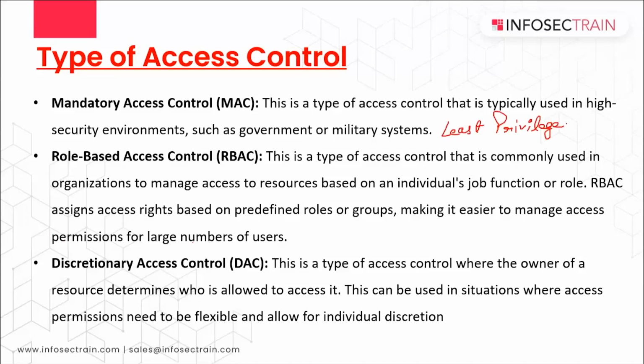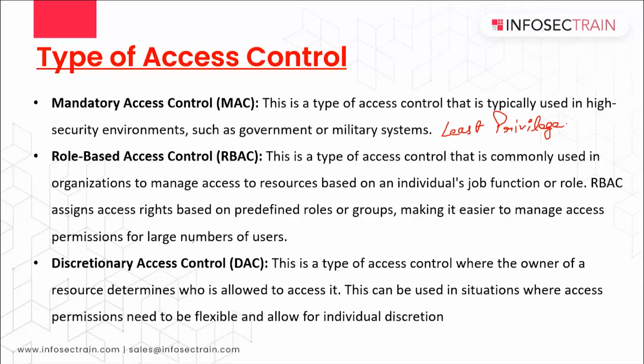In this model, access to resources is granted based on the labels and the security clearance you have. Each resource is assigned a label that represents its level of sensitivity, and each user or process is assigned a security clearance that represents their level of access. Access is only granted if the user or process has a clearance level that matches or exceeds the sensitivity label of the resource.